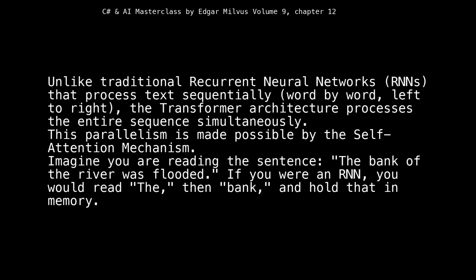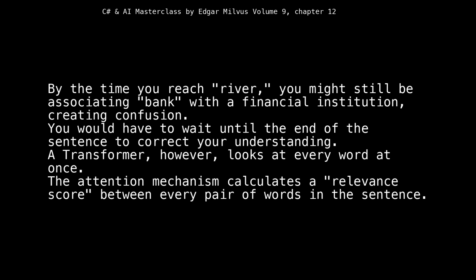Imagine you are reading the sentence, "The bank of the river was flooded." If you were an RNN, you would read "the," then "bank," and hold that in memory. By the time you reach "river," you might still be associating "bank" with a financial institution, creating confusion. You would have to wait until the end of the sentence to correct your understanding. A transformer, however, looks at every word at once.